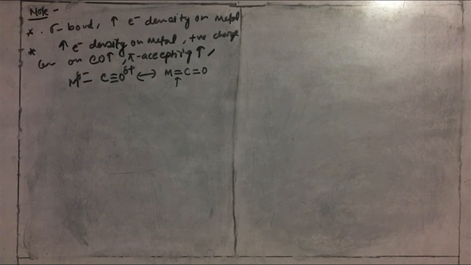So the second point is very important. The electron density is delocalized from metal d orbitals onto the pi star orbitals of CO, increased due to the electron flow from CO to metal d orbitals.